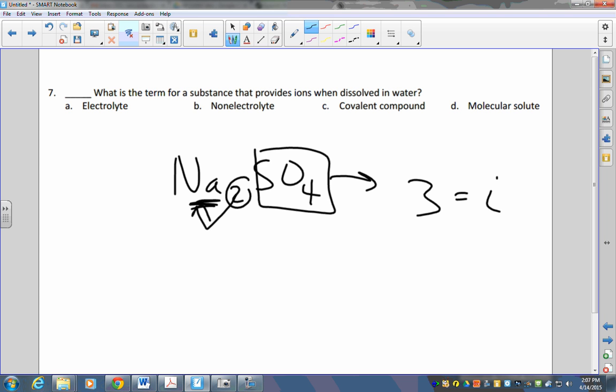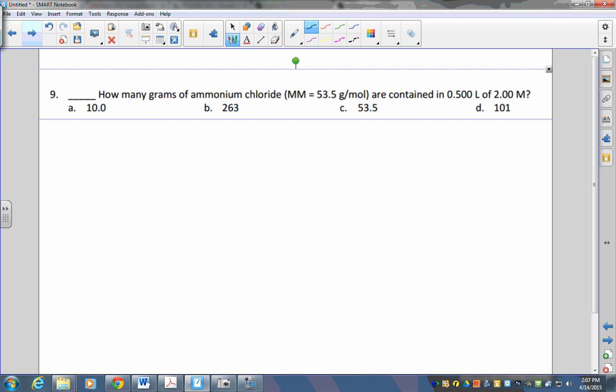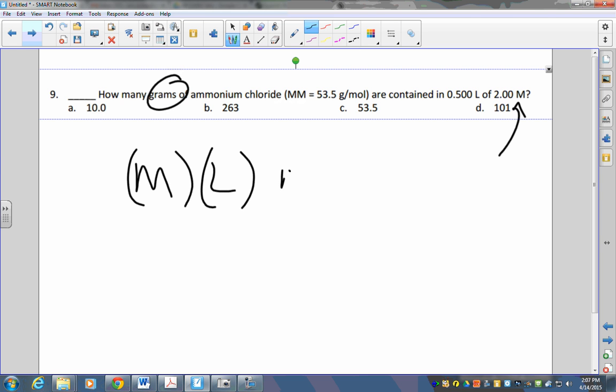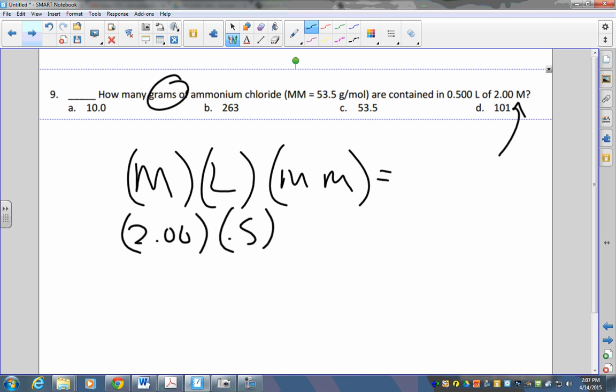So when we talk about electrolytes, they are ionic compounds. They dissolve in solution. How many grams of ammonium chloride are contained? So here they're asking you how many grams again. And notice how I have molarity. The quick solve method is going to be M times L times MM. I just have to multiply those 3 numbers, and I'm going to get the answer. All I'm going to do is take my molarity, which is 2, times my liters, which is 0.5, times my molar mass, which is 53.5. I will get the answer very, very easily that way.